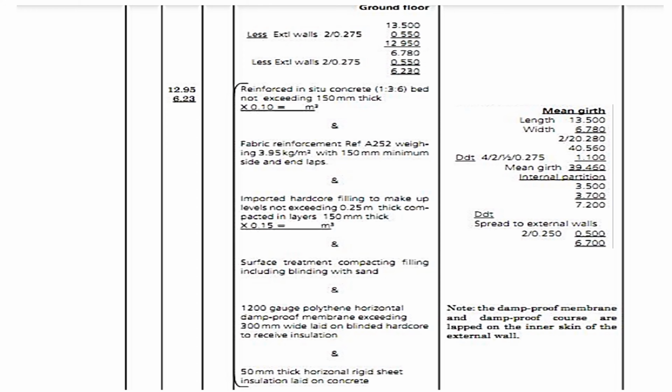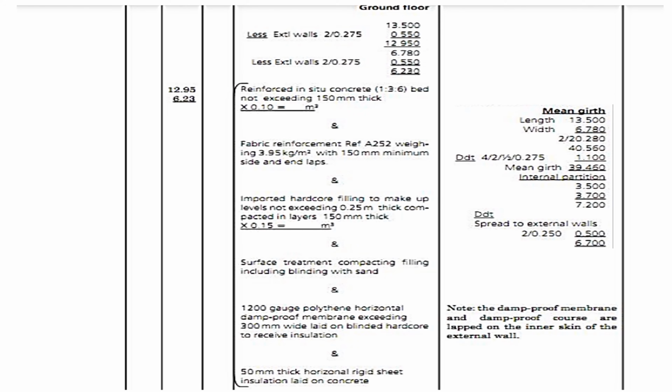What is the internal dimension of the ground floor? We shall take the external dimensions, which are 13.5. We deduct 0.275 on both sides, get 12.95. For the width, it shall be 6.78. We deduct 0.275 on both sides and we shall get 6.23. So the internal dimensions are 12.95 and 6.23.